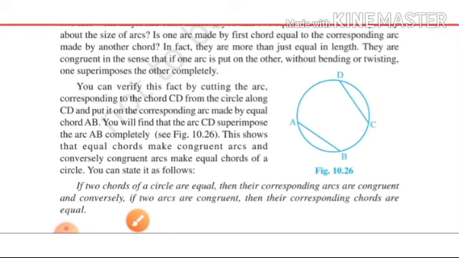So two equal chords have corresponding arcs that are also equal, and vice versa.